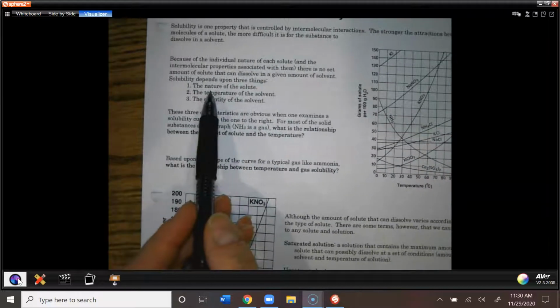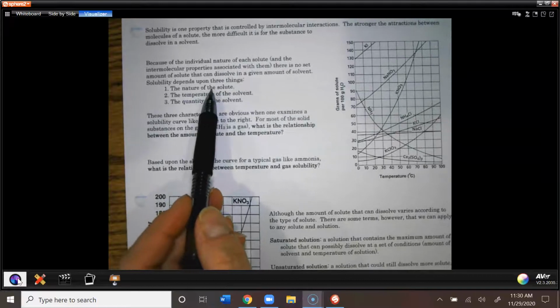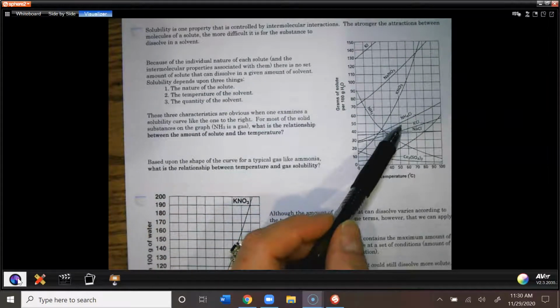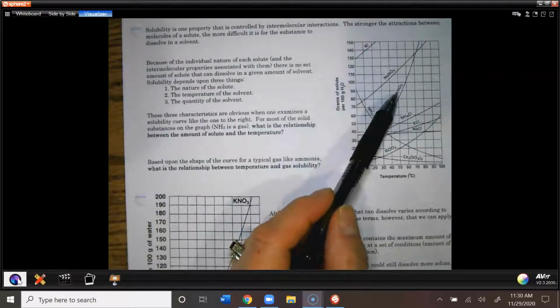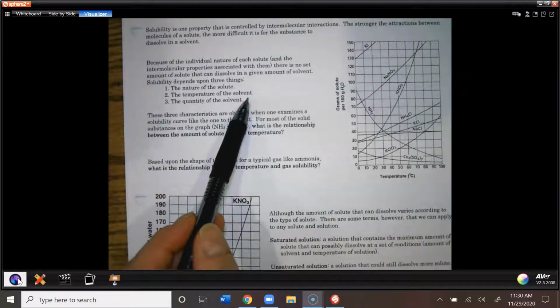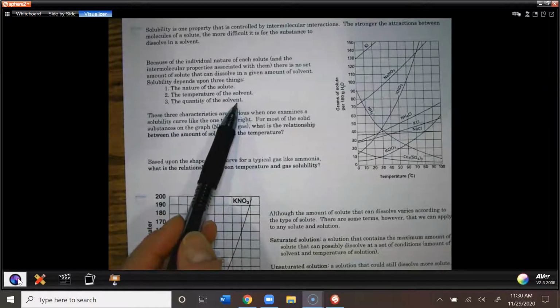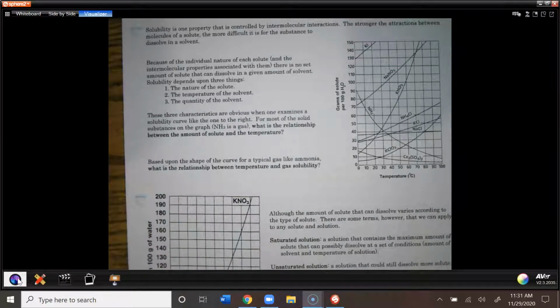So solubility is dependent upon three things. What the nature of the solute itself is. Is it KCl or KI or KNO3? What is the temperature of the water that you're using to dissolve the solute? And then how much water or solvent are you using to dissolve the solute? So there's three properties that really have an impact on solubility.